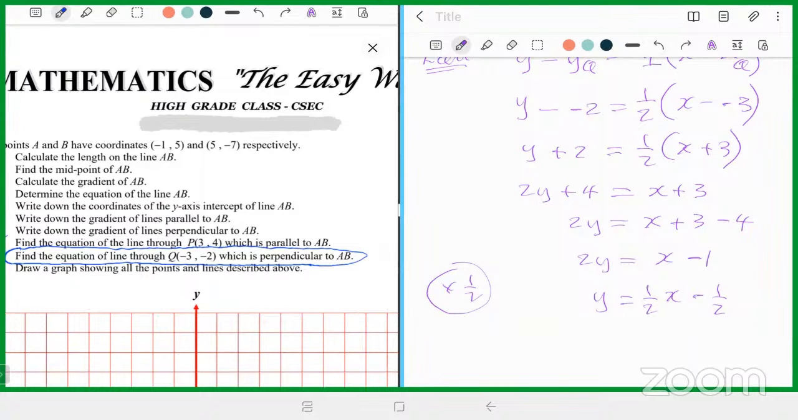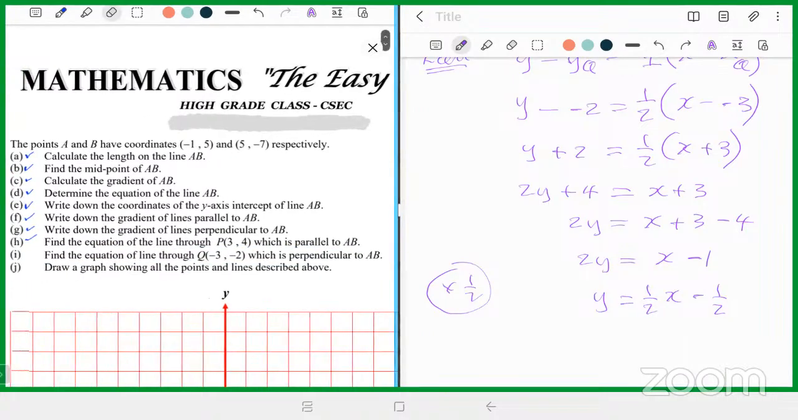And this is the other line now. This is the perpendicular line to AB. All right? So the perpendicular line to AB has a gradient of a half and crosses the y-axis at negative a half. All right? So that finishes that part of the question. Are they okay so far?